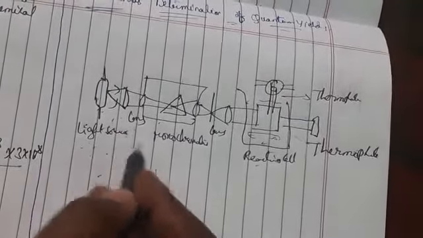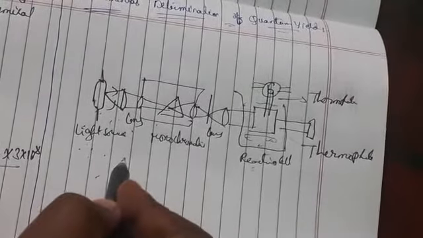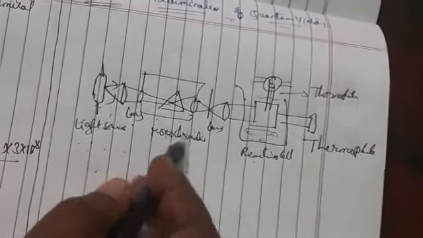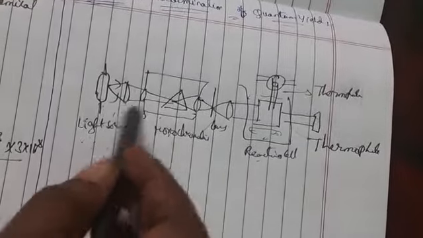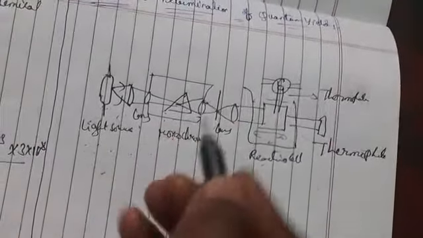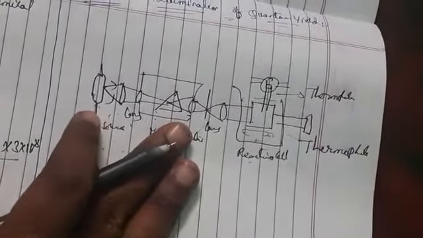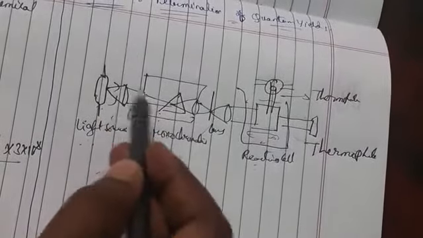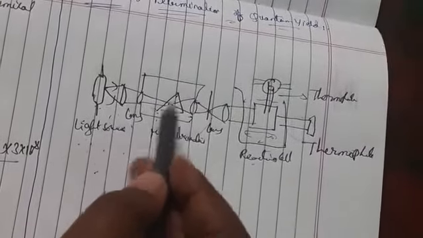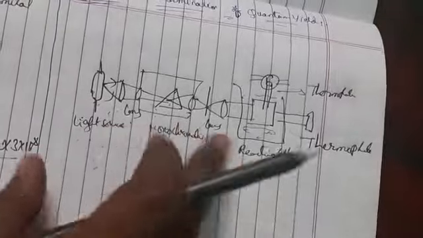Then what is the use of the lens? The lens gives some focal length. The monochromator cuts out all radiations except the desired wavelength. Whatever radiation it receives, it will cut and give the perfect radiation. That one we call the monochromator, a single chromator.